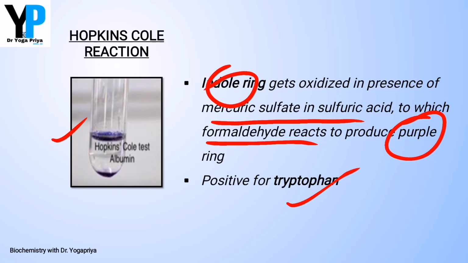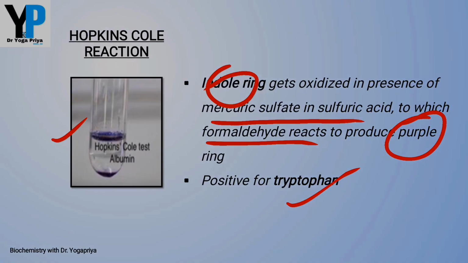Or in other words we can say the indole group of tryptophan reacts with glyoxylic acid, which is released by the action of concentrated sulfuric acid on the acetic acid, and finally they form a purple ring or a violet ring. So that's why this Hopkins-Cole reaction is otherwise called the glyoxylic reaction for tryptophan.